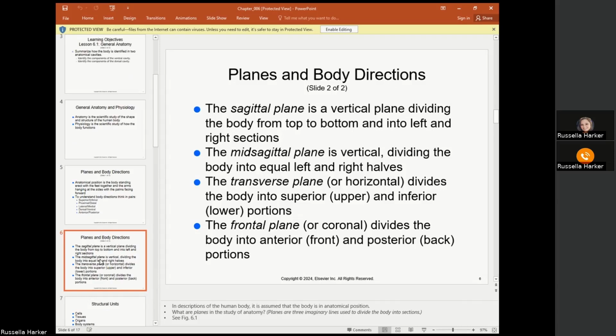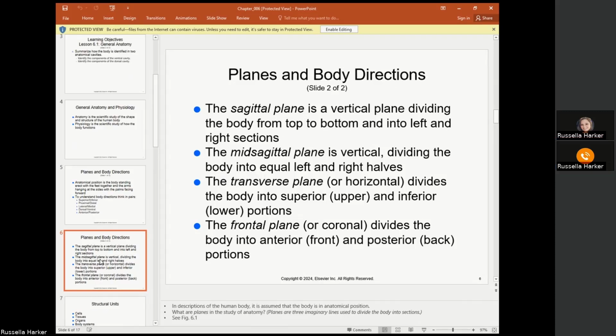With planes and body directions, you have the sagittal plane. That is a vertical plane dividing the body from top to bottom into left and right sections. The sagittal plane can be located anywhere vertically on the body, and it's just dividing the body into left and right sections. The mid-sagittal plane is vertical as well, but it's dividing the body into equal left and right halves. So it is directly in the middle of the body, and that is why it's called the mid-sagittal plane. That is where you'll find the midline for the mouth.